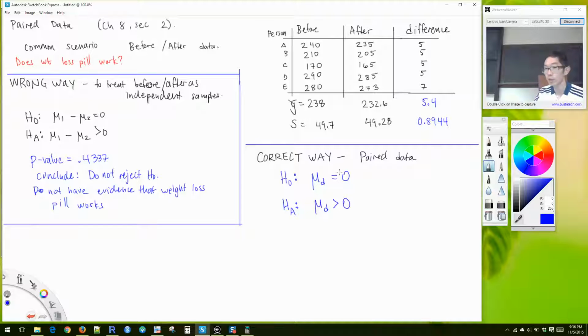Okay. So here we're treating it as paired data. It's important that when you have paired data, you don't have mu1 and mu2. You only have the mean difference, okay? With paired data, you create your difference column, and then you ignore the other two columns, okay? So here we create our difference column, and ignore the other columns.